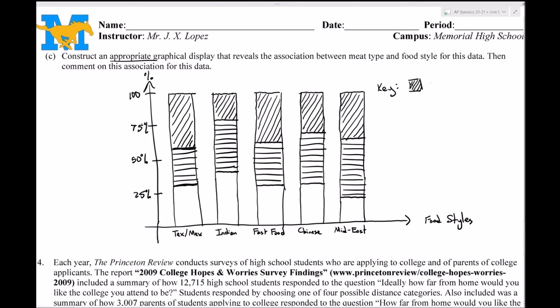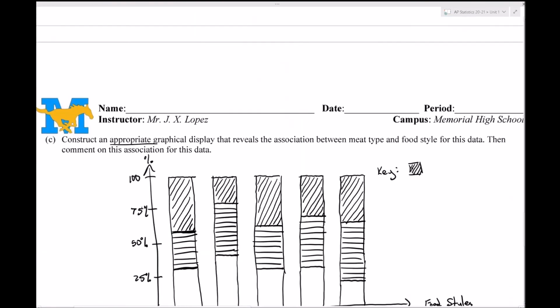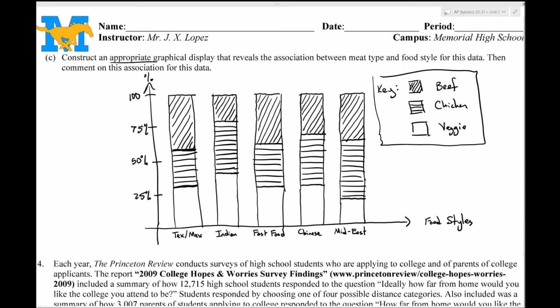So this is going to be at the top. I don't remember exactly what it was. The top was beef. Is that what it was? Yeah, top was beef. The middle was chicken. That's the one that's shaded this way. And then the one that wasn't shaded at all was vegetarian. You could box that if you want. Underline key, not a big deal.